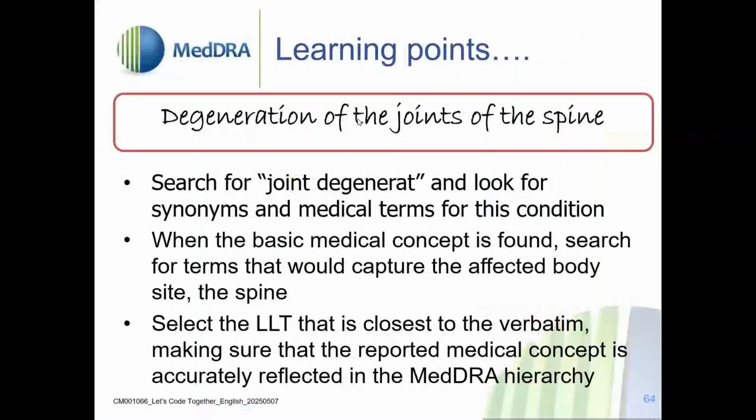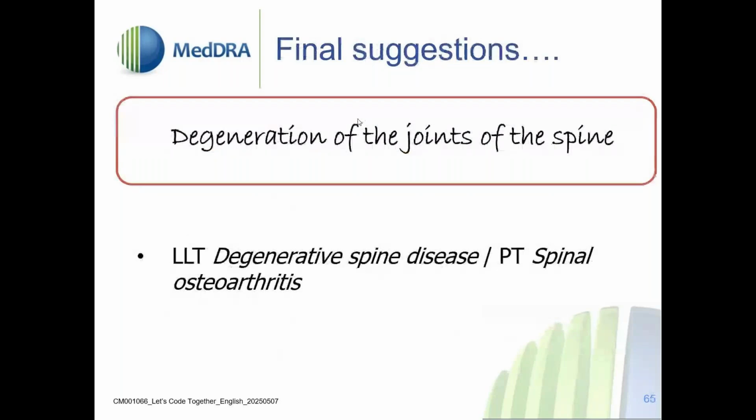So search for joint and the word stem degenerate to capture both degenerative and degeneration terms. Look for synonyms and medical terms for the condition to broaden your search. And when you have found the medical concept, search for terms that would capture the affected body site, here the spine. Always select the LLT that is closest to the wording in the verbatim, but make sure that the reported medical concept is accurately reflected in the MedDRA hierarchy. And with this, we propose to code to LLT degenerative spine disease under PT spinal osteoarthritis.